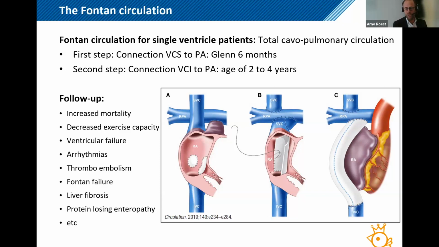The second step that we normally do at 2 to 4 years of age is connecting the inferior caval vein to the pulmonary circulation, either by placing a rigid Gore-Tex conduit or by creating an intra-atrial tunnel from the IVC to the pulmonary artery. But as we experience nowadays, there is a lot of morbidity and increased mortality in these patients. They experience decreased exercise capacity, but also liver fibrosis, protein-losing enteropathy, even renal problems. So there's a lot going on in these patients at long-term follow-up.